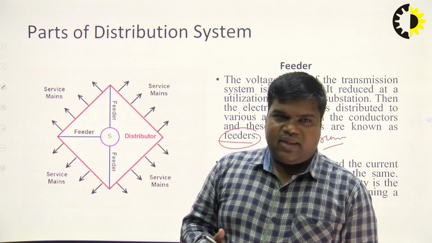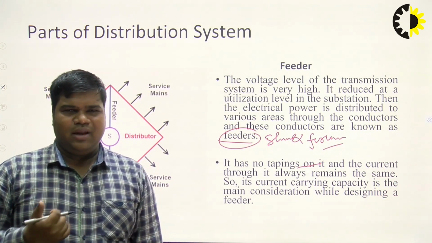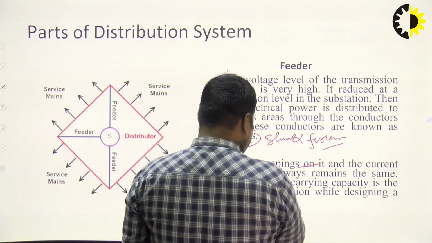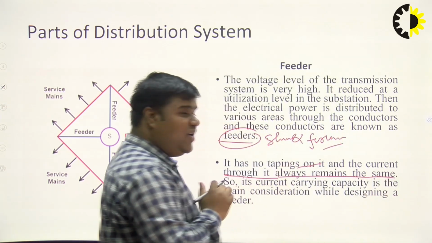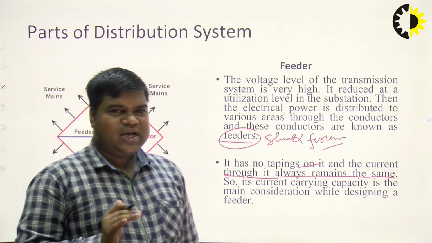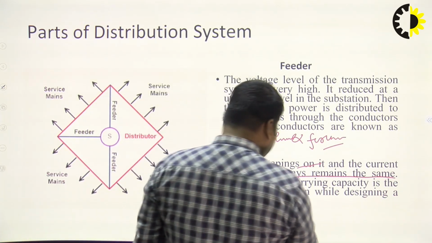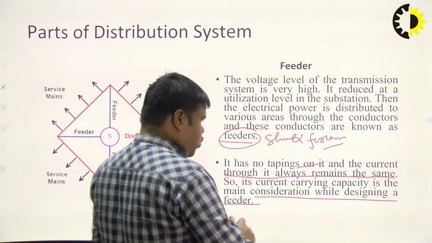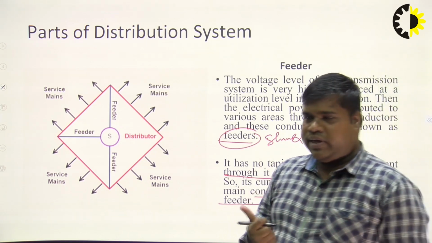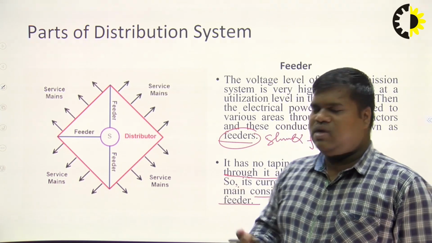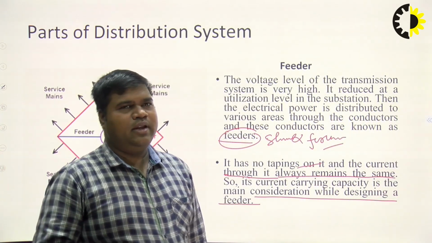The other point is that it has no tapping on it and the current through it always remains the same. This is a very important point. It has no tapping on it and the current through it always remains constant. So its current carrying capacity is the main consideration while designing any feeder. Current is the main parameter considered to design any type of feeder for a distribution system, power system network.